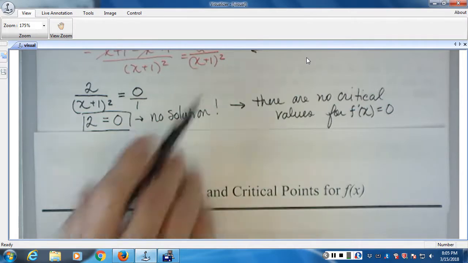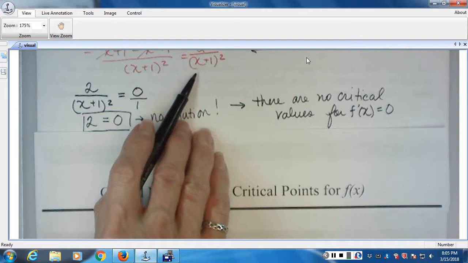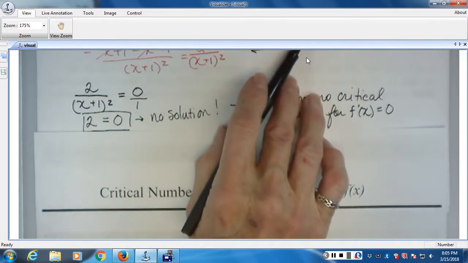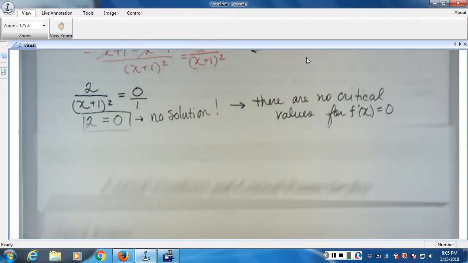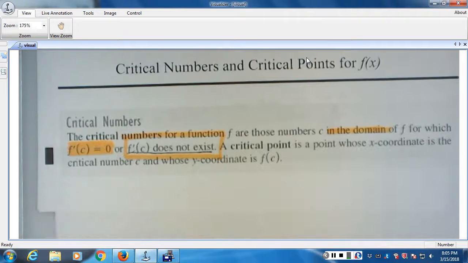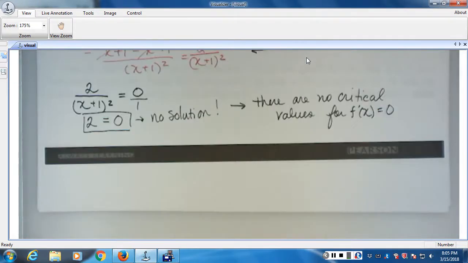What does this mean about f prime existing at the value -1? Does it exist? No. F prime of that number did not exist. That's one of the reasons that when you start finding your critical numbers, you don't just find the derivative, but also look in your function to see if there are any discontinuities, because that may be a critical number.